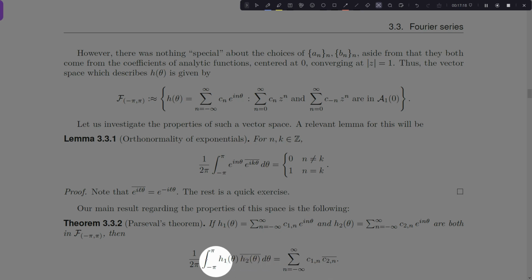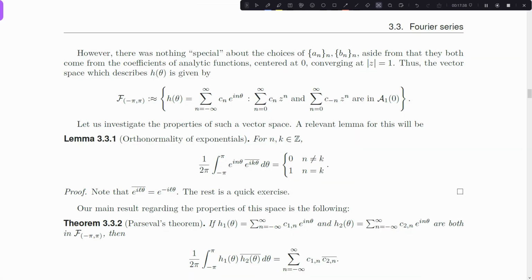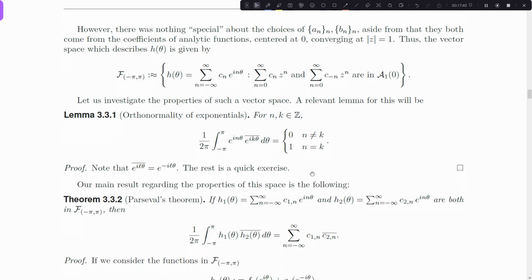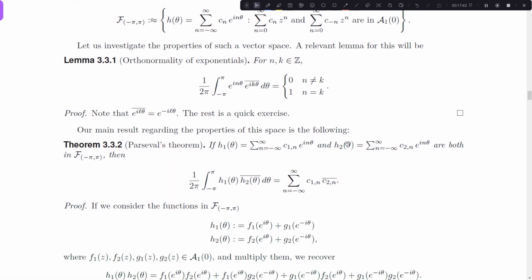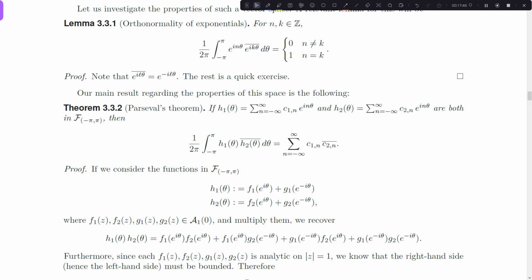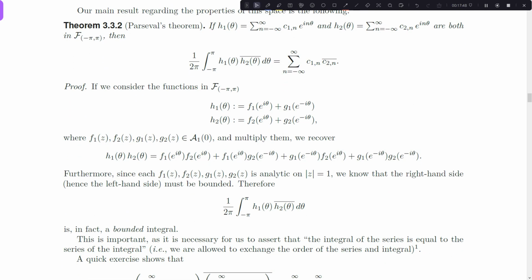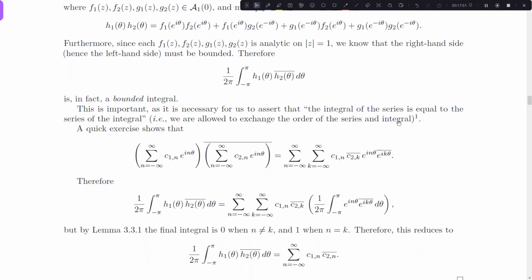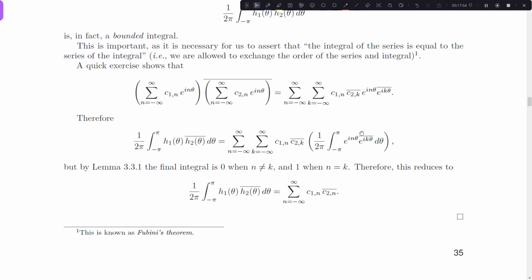So I can say that the integral of two of these functions, which I defined in this abstract space, which I'm going to call the Fourier space, the integral of two of them against each other is just the sum of their coefficients if you represent them by what we're going to call a Fourier series. That's known as Parseval's theorem. And actually I have a proof of that, so you can see the proof here. It's a little bit lengthy, but you'll see that it relies on the previous lemma.